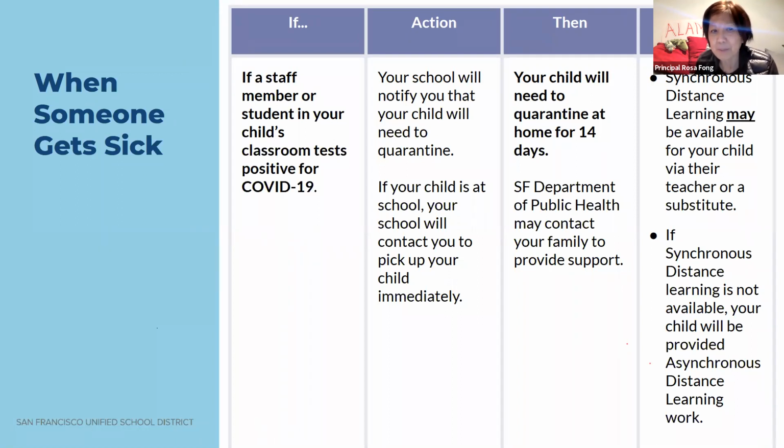If a staff member or a student in your child's classroom tests positive for COVID-19, the school will notify you that your child will need to quarantine. If your child is at school, your school will contact you to pick up your child immediately. Your child will need to quarantine at home for 14 days.